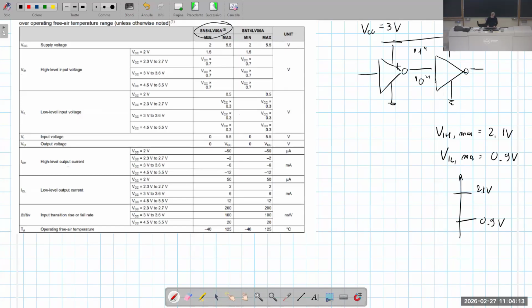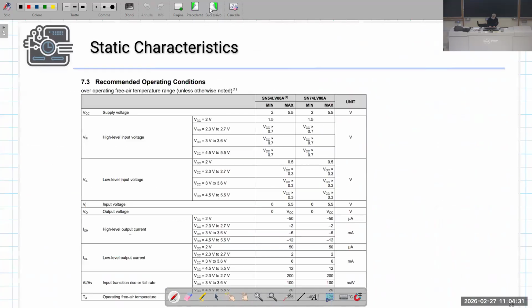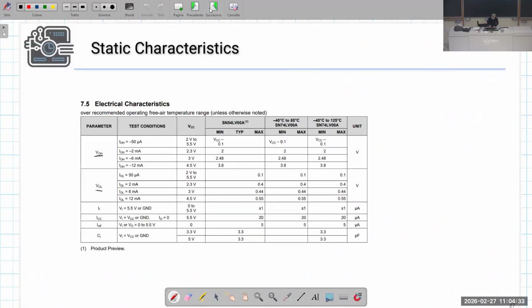Okay? Now we have to consider and to check which are the characteristics of the output which drives this input of the transmitter. What should we check? Well, we should go to the characteristics of the transmitter that is given here. We have that the supply voltage is 3 volt.